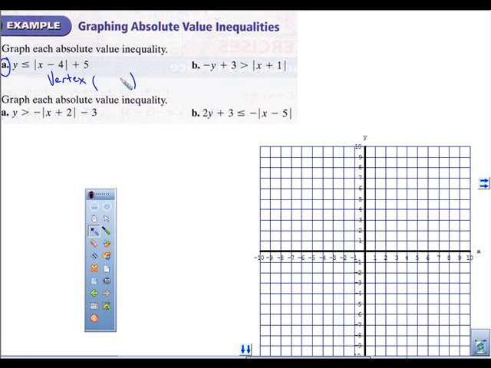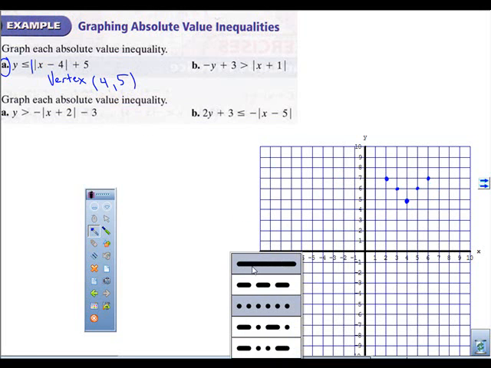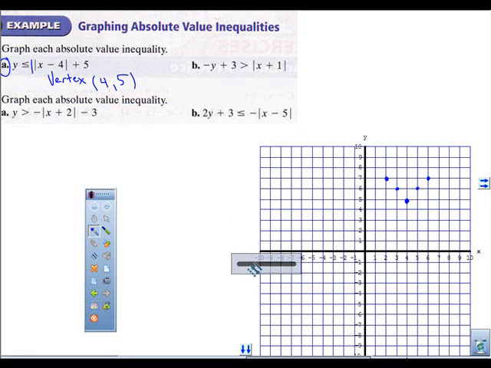Our vertex here, remember, we use the shortcut method because there's a positive 1 in front of the x. Take the opposite of -4. That'll be your x value, so it'll be +4. +5 stays the same. So our vertex is 4 and 5. There's our vertex. What's our a value? There's an imaginary 1 here. So that means we move over 1, up 1. Over 1, up 1. Left 1, up 1. Let's make our V. Let me change this real quick. This should be solid now.